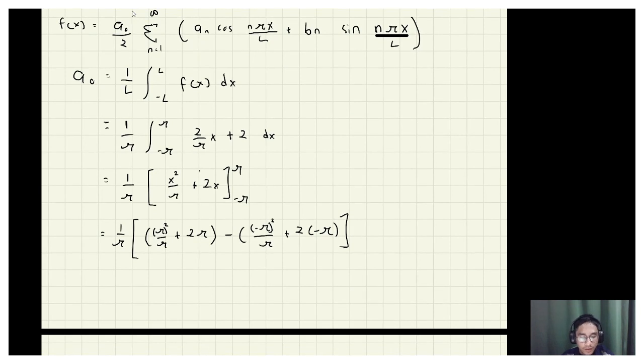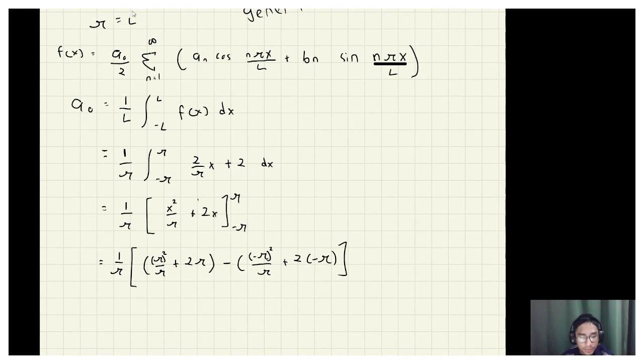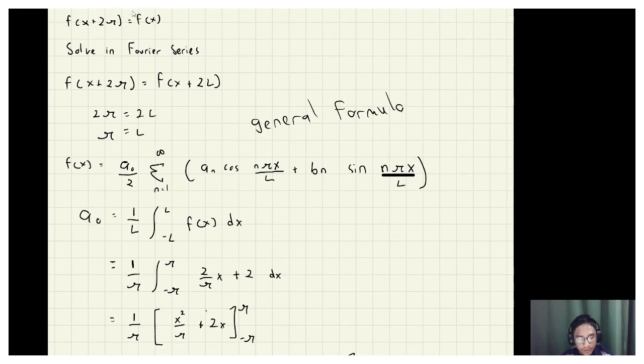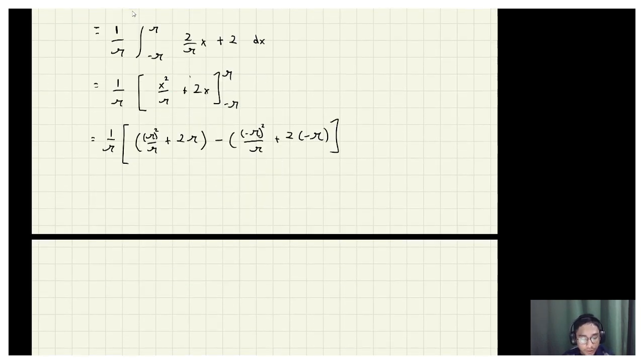To find A0, we will use this formula. A0 is equal to 1 over L times the integration of the function given. We know that L is equal to pi, so we just substitute the value of L with pi, and f(x) is already given in the equation, which is 2x over pi plus 2. So we substitute it, and then we integrate it. When we integrate, we get 1 over pi times x squared over pi plus 2x. We know that the limits are pi and negative pi. When we integrate, we substitute the two limits and subtract.